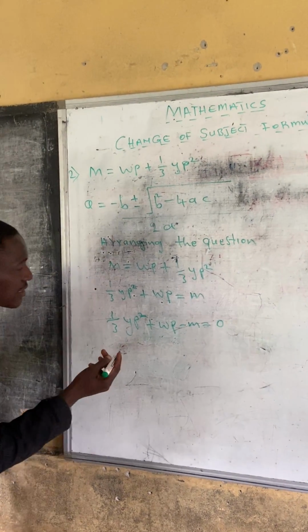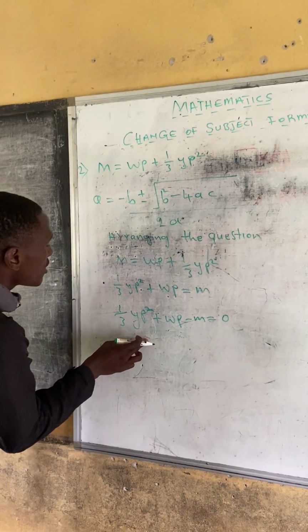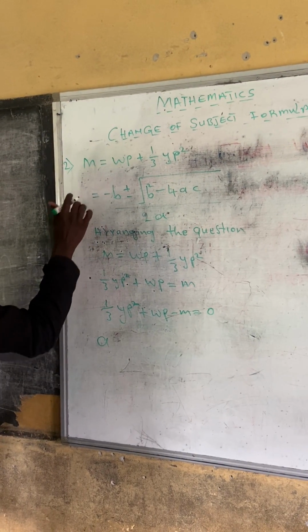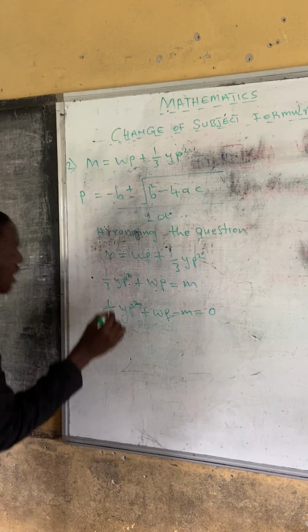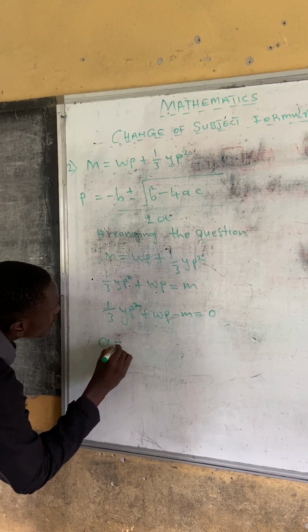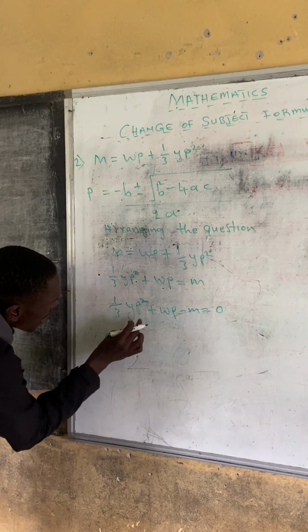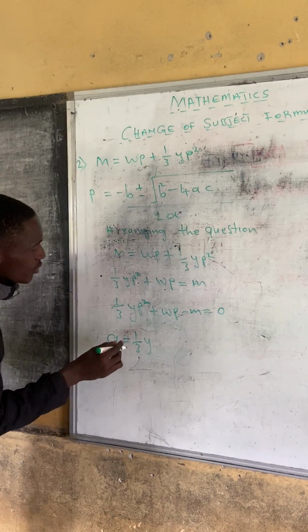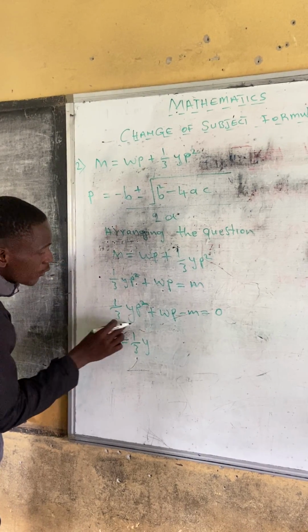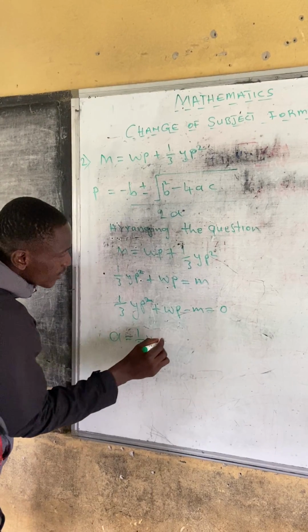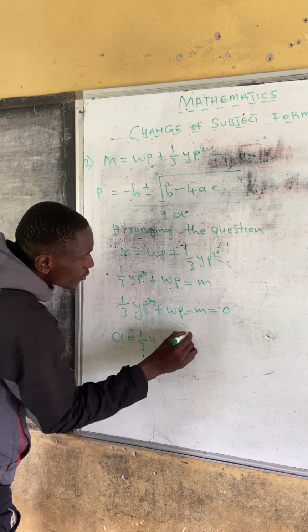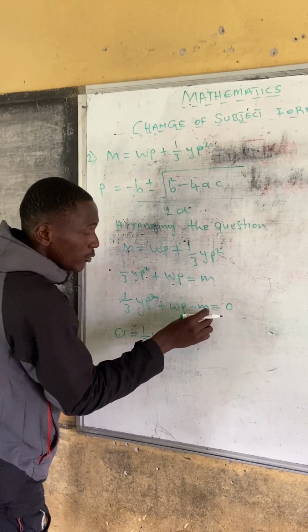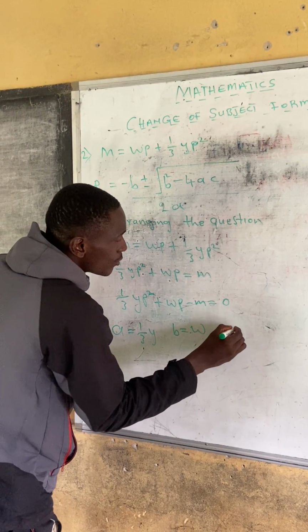Now, since this is a quadratic equation, we are going to say our A is equal to, look at this place, 1 over 3y, 1 all over 3y, because the coefficient of P squared is 1 all over 3y, and this place is A. Then B is W, because the coefficient of P is W here. And this one is a number that's standing alone. So C will now be equal to minus M.